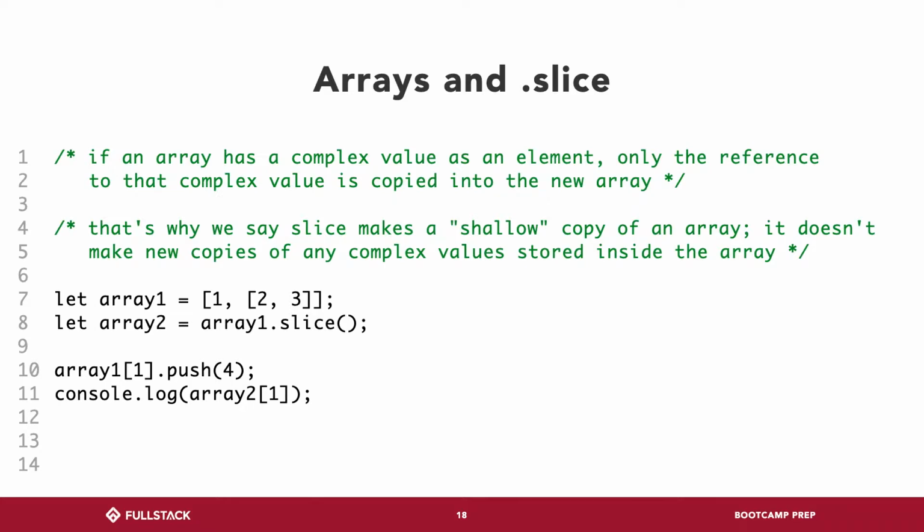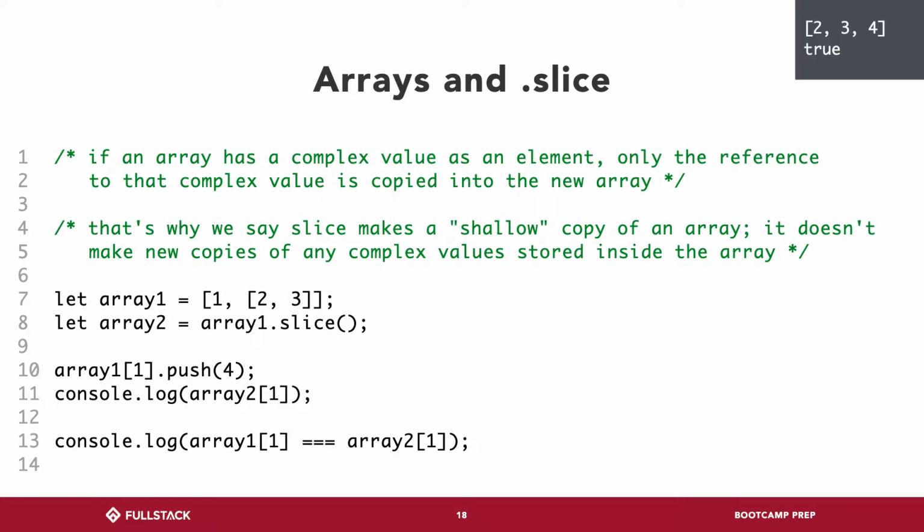Oh no! I'm sorry, I'm confusing myself. So slice makes a copy of this whole thing, and now this is equal to a new array. Everyone knows that's what's happening here with slice. The slice returns a copy of the array. But array 1 at 1 is this array, right? So if you push 4 into that, and you console log array 2 at 1, that will be 2, 3, 4. And they're still pointing to the same thing.